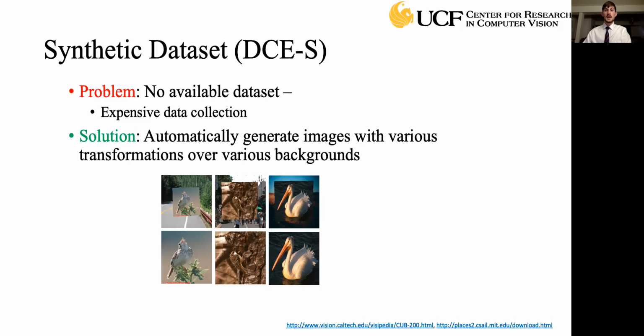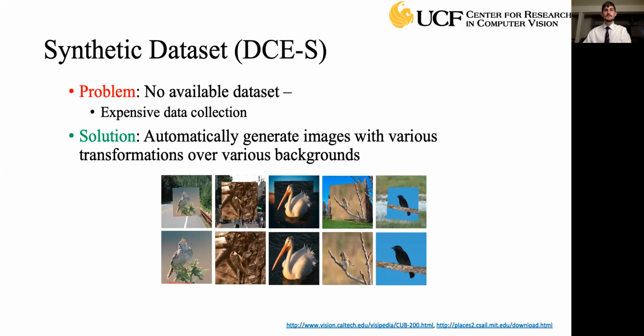Because our domain of backgrounds and images is random and diverse, our network should be able to perform better in a wider variety of contexts, and we can now generate as large of a dataset as we need. We refer to this dataset as DCES, S standing for synthetic.